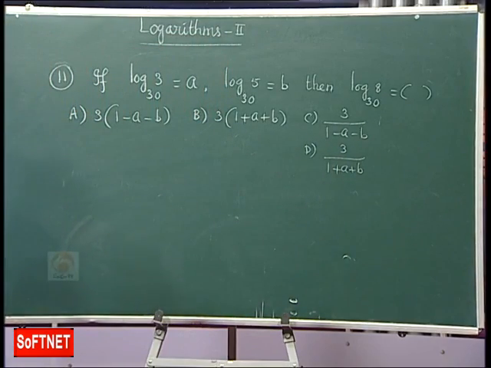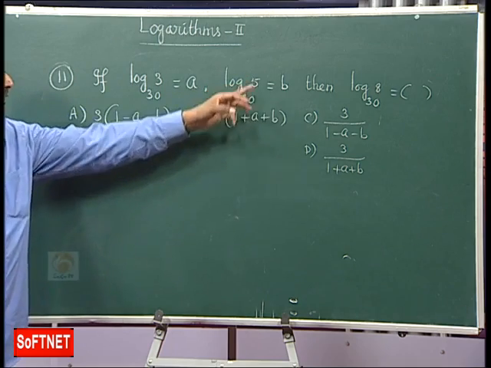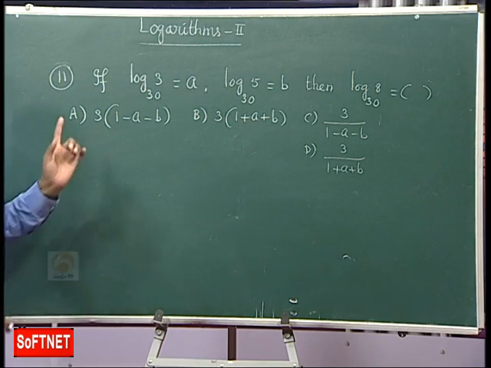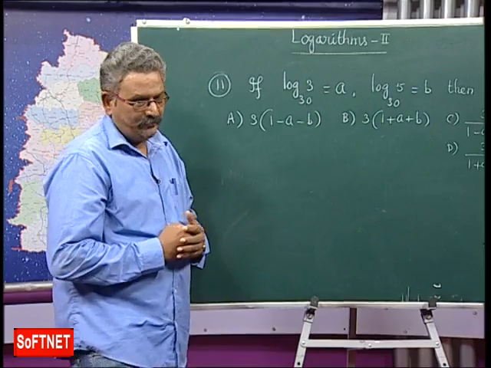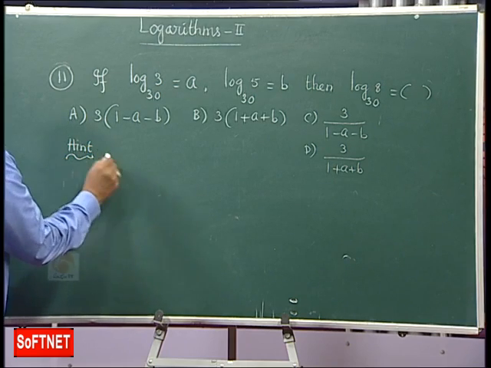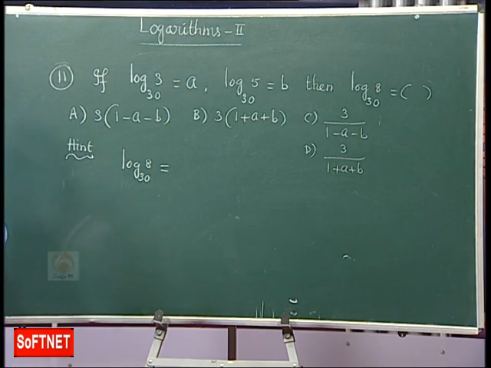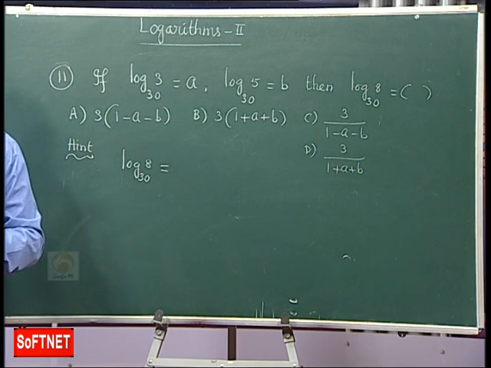Okay. Just read the problem carefully. Log 3 to the base 30 is A, log 5 to the base 30 is B, then we have to find out log 8 to the base 30 in terms of A and B. So that is the question here. So now, this log 8 to the base 30. If we are able to write 8 in terms of 3 and 5, that will be expressed in terms of A and B only.